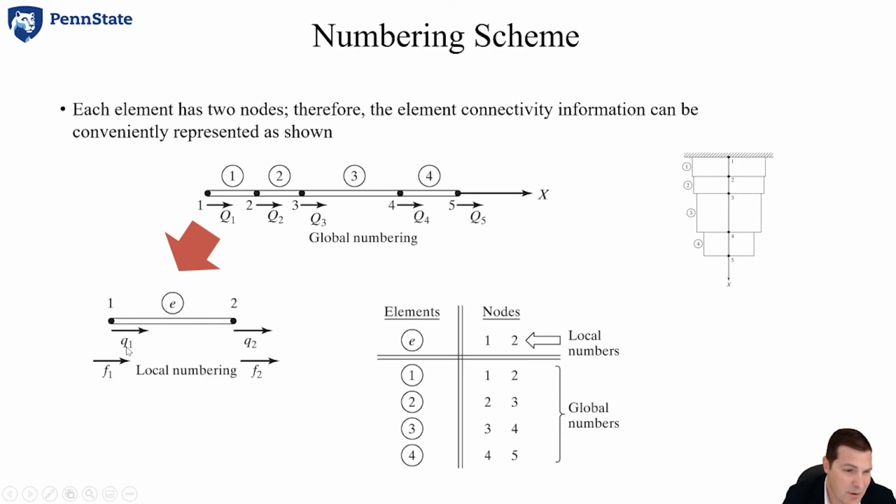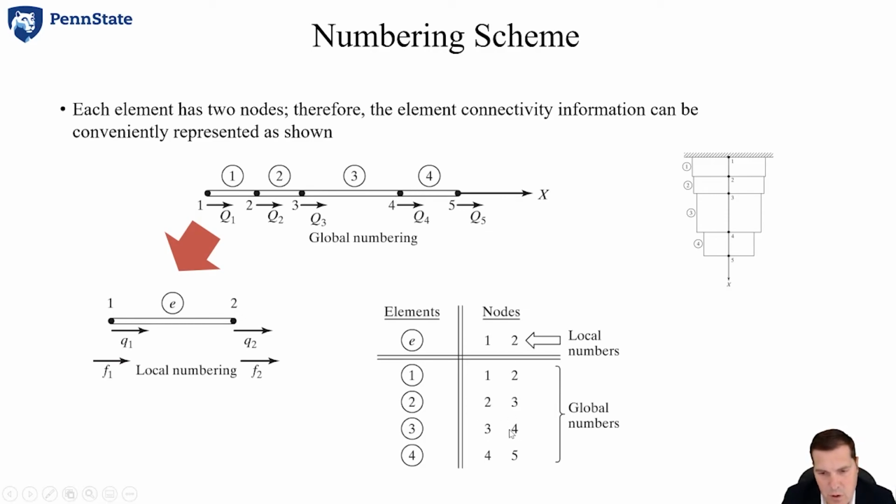And you see here we're using lowercase q and lowercase f. So these are all the local numbering. We have the connectivity, all right, that's shown here. So we have element 1 connects nodes 1 and 2, 1 and 2. Element 2 connects nodes 2 and 3, 2 and 3. Element 3 connects, here's element 3. What nodes are connected? Well, 3 and 4. Here is what is really interesting thing here though.